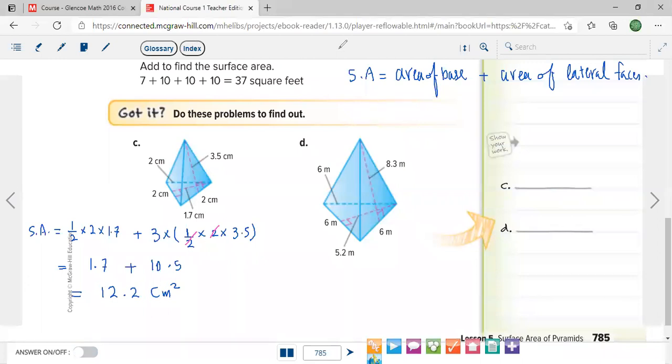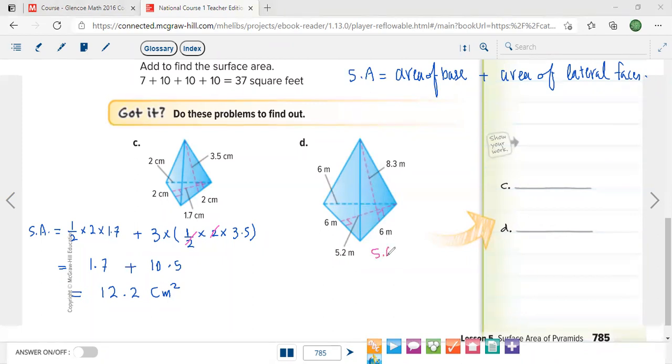Now, the other one. Also, we have a triangular pyramid here. So the base is shaped like a triangle: half times base times height. The lateral faces, 3 faces. So 3 times the area of a lateral face, also shaped like a triangle. So half times base times height. But you need to differentiate between the base and height of the triangle in the base and the base and height of the triangle in the lateral face. This is what you need to pay attention to.